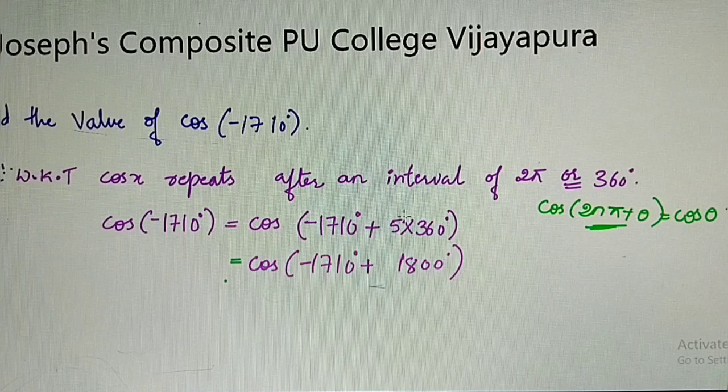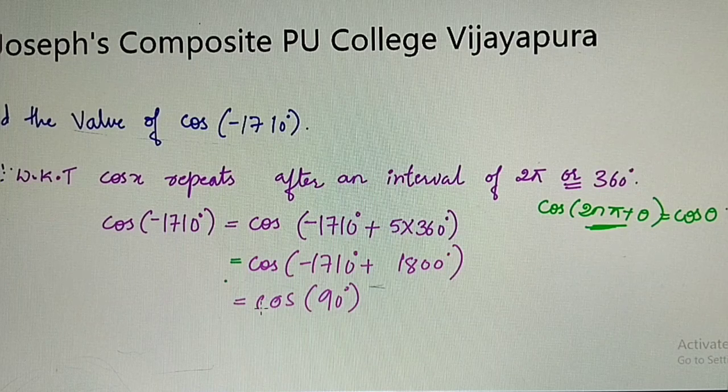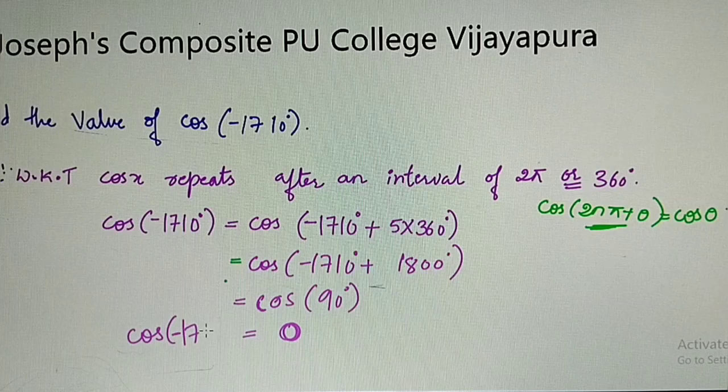Why did you take only 5 into 360? Because when you multiply 5 into 360, we get 1800, and when you add it to minus 1710, we get the least number, that is cos of 90 degree, which is already known to us. Cos of 90 degree is 0. So the value of cos of minus 1710 degree will be 0.